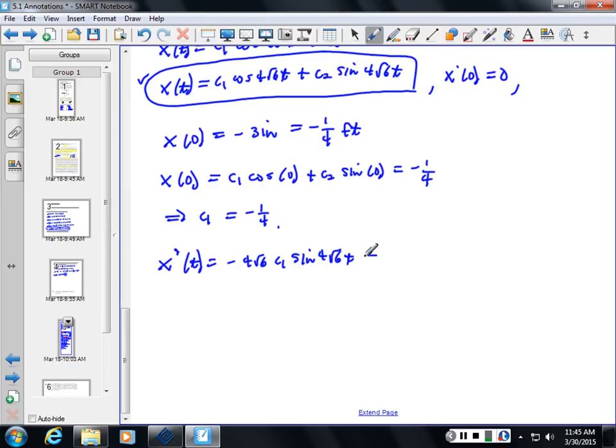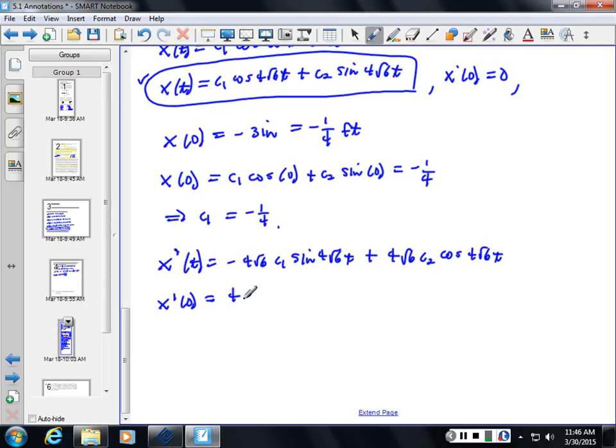And then we move over, plus, take the derivative of this sine, so that's going to be cosine, and then the derivative of the inside would be 4 times the square root of 6. So this is 4 times the square root of 6 times c sub 2 times cosine 4 square root of 6 t. Now we set x prime of 0 equal to 0. So x prime of 0. If we understand we're dealing with cosines and sines, so definitely sine of 0 is going to go out. So let's look at the cosine.